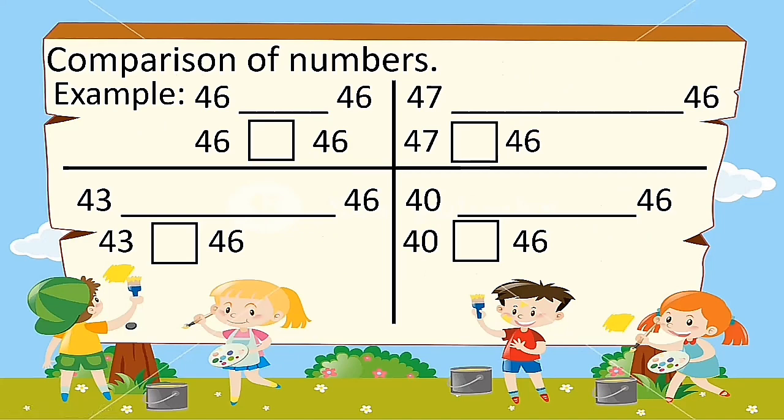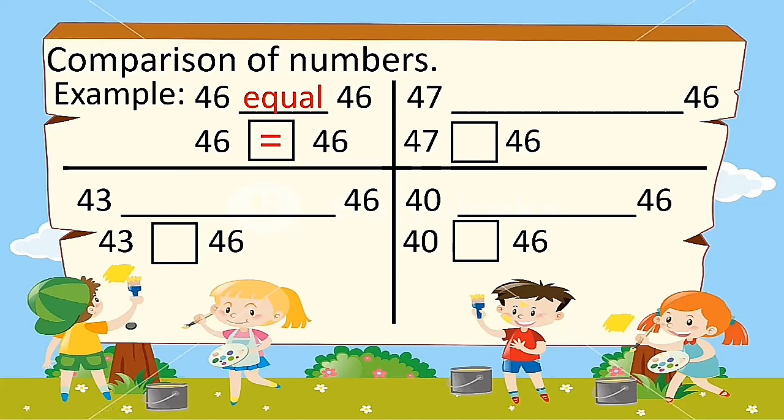Example. Okay, everybody say comparison of numbers. Example. As you can see here, we have 46 blank 46. Okay, so let me ask you, are they equal or not? Yes, they are equal. Okay, and how about here? 46 box 46. Now, what sign will be here? Yes, of course, it must be the sign of equal.